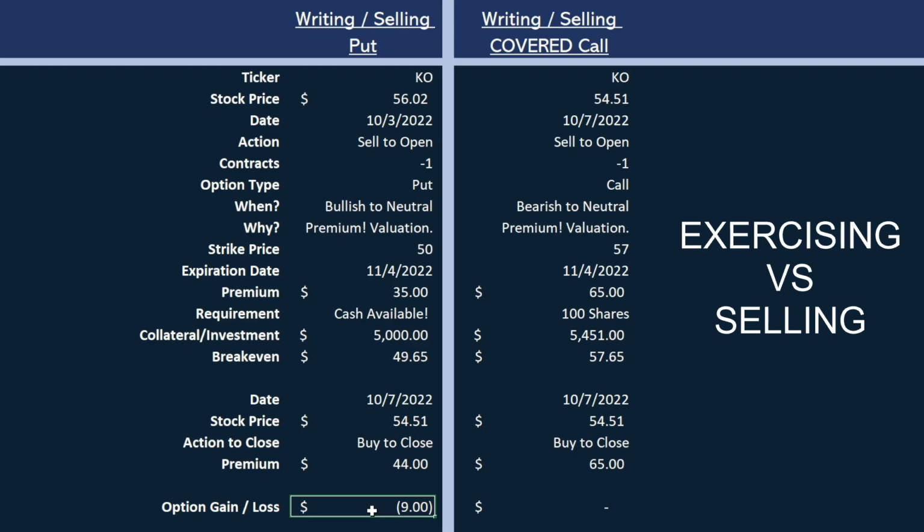So let's imagine we wake up Monday morning to really bad news about Coke stock and it drops all the way down to $45 a share instead of this $54.51. Won't they exercise it immediately? And the answer is still no. So let's walk through this.